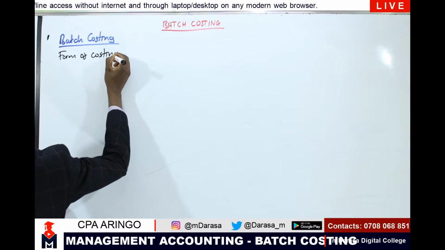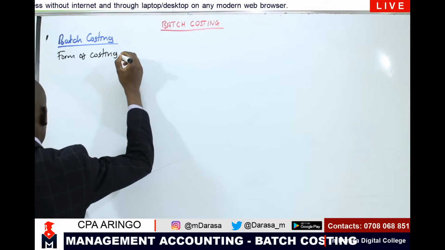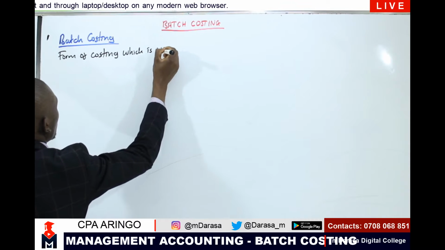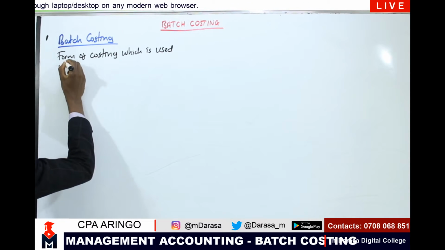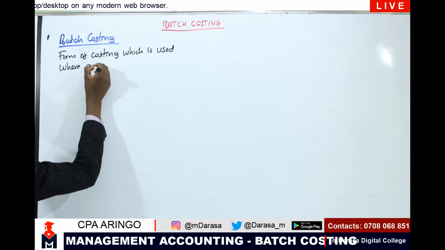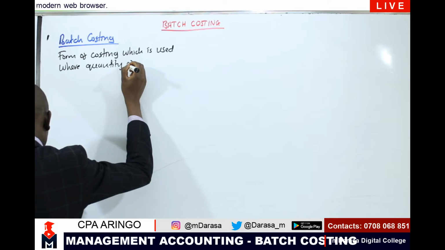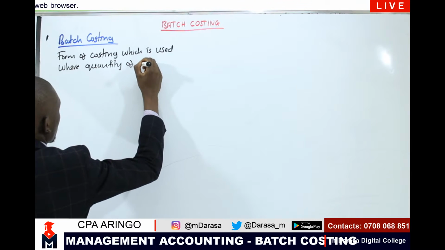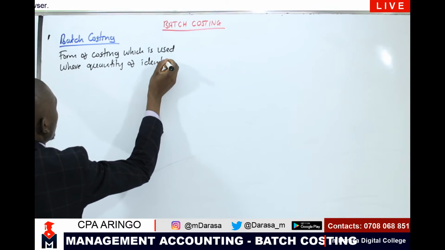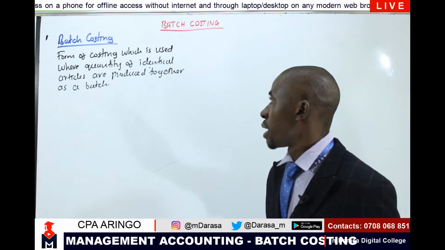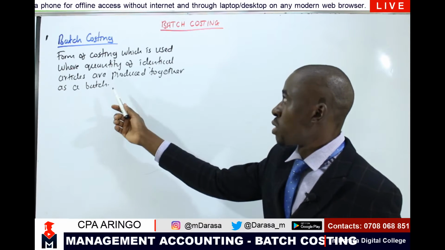Whenever we are talking of batch costing, what should we always have in mind? Ideally, whenever we are looking at batch costing, we normally say that it's a form of costing which is used where quantities of identical articles are produced together as a batch. So this is what you're saying.